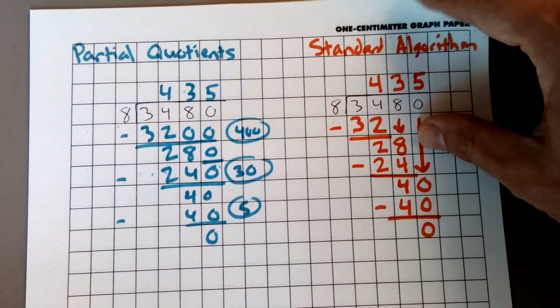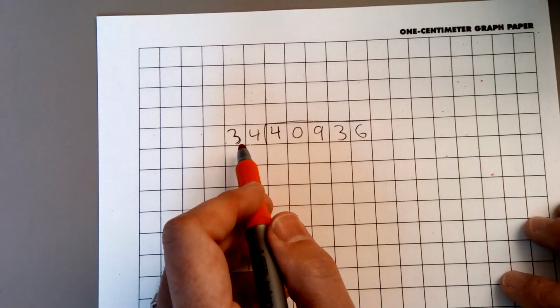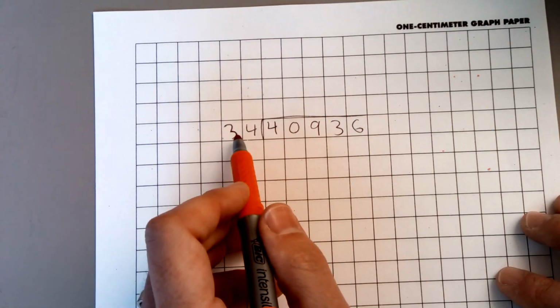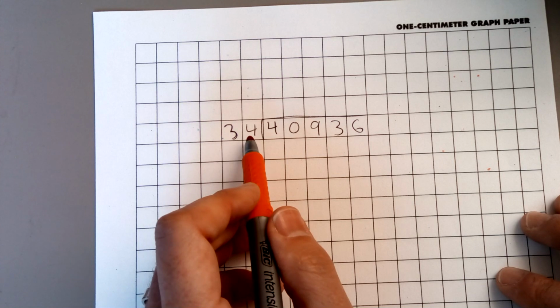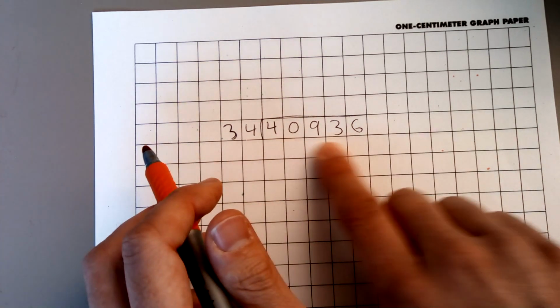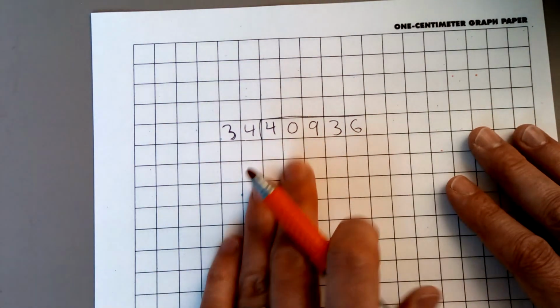Let's look at another example. This time we've got a 2-digit divisor, which works just the same as a 1-digit divisor. It just might be a little more difficult for you to count by this divisor. We've got a 5-digit dividend. So now I don't have partial quotients for you to look at. We're just going to go standard algorithm here.